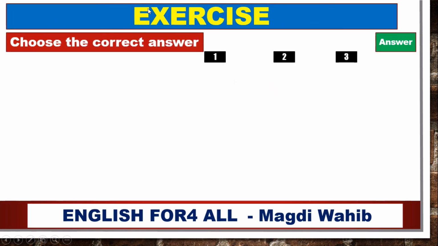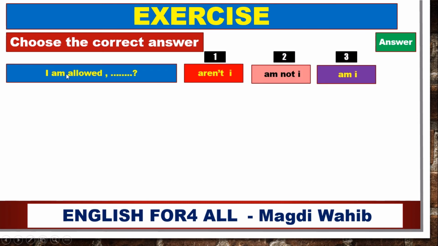Let's have an exam together. Choose the correct answer. I'm allowed. Aren't I? Amn't I? Am I? This is positive, and I am, verb to be with I, is the exception. So the answer is I'm allowed, aren't I?